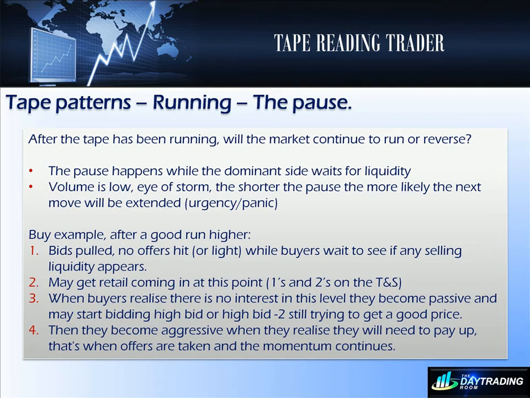Then the fourth stage, the final stage, which is when the pause is over and we're going to get the continuation, is when they then become aggressive. They realise that they're going to have to pay up to get those contracts or that stock or whatever they are trading. It's no good them sitting on the bid because there is no supply there. There are no sellers aggressive enough to take those bids. They may sit there for a few seconds, and it dawns on them that they are going to have to start using market orders. They're going to have to start paying up. They're going to have to start taking offers. And of course, if that applies to numerous traders across the market, then that's when the momentum continues.